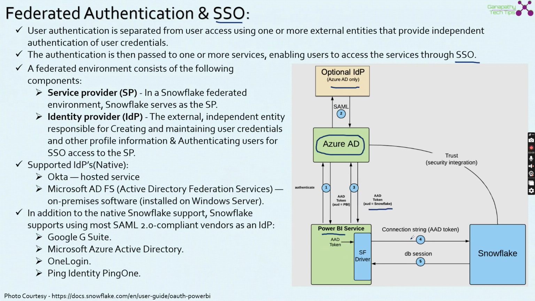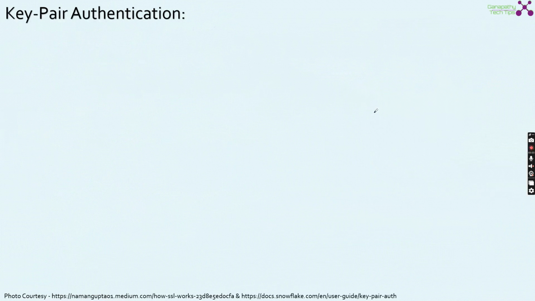Using that token, it will connect to Snowflake. What Snowflake does is the trust identification with Azure AD. Automatically, it will integrate that token and get the credentials and everything. And then it will establish the DB session and give it back to the Power BI service. By doing so, Power BI can smoothly communicate with Snowflake using the federated identity of Azure Active Directory.